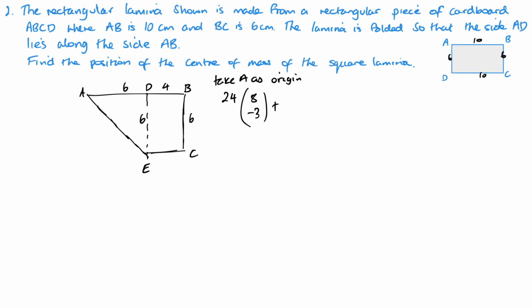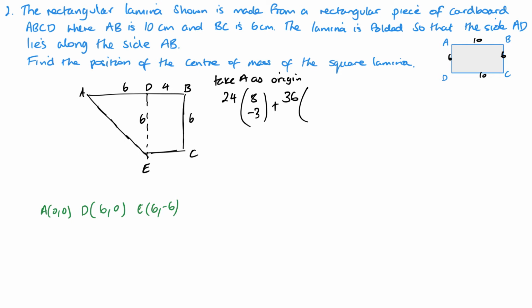Now with my triangle, it's 6 by 6, which is 36, divided by 2 is 18. However, it is double thickness, so times it back by 2 takes me back up to the 36. Now in terms of that one's centre, I need to look at my coordinates. So, A is the coordinate 0, 0. D is the coordinate 6, 0. And E is going to be the coordinate 6, minus 6.